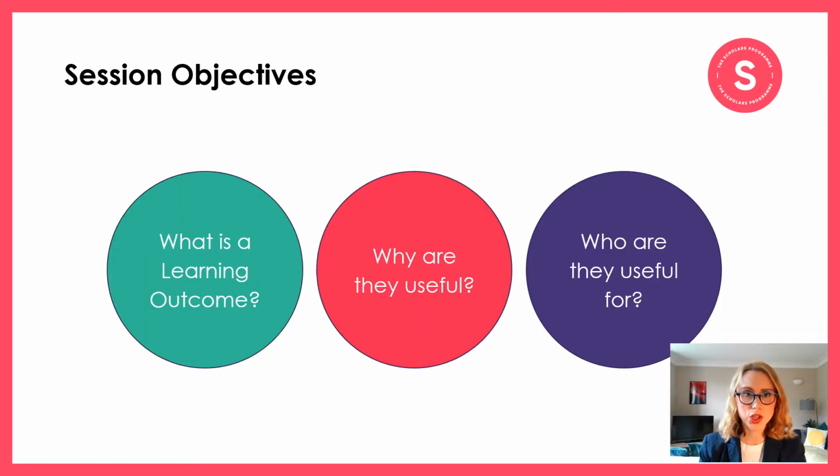So, in this session, we are going to continue our backwards planning journey to start to think about what you might want to include in individual tutorials in more detail. Specifically, we'll discuss learning outcomes and answer the following questions. 1. What is a learning outcome? 2. Why are they useful? And 3. Who are they useful for?